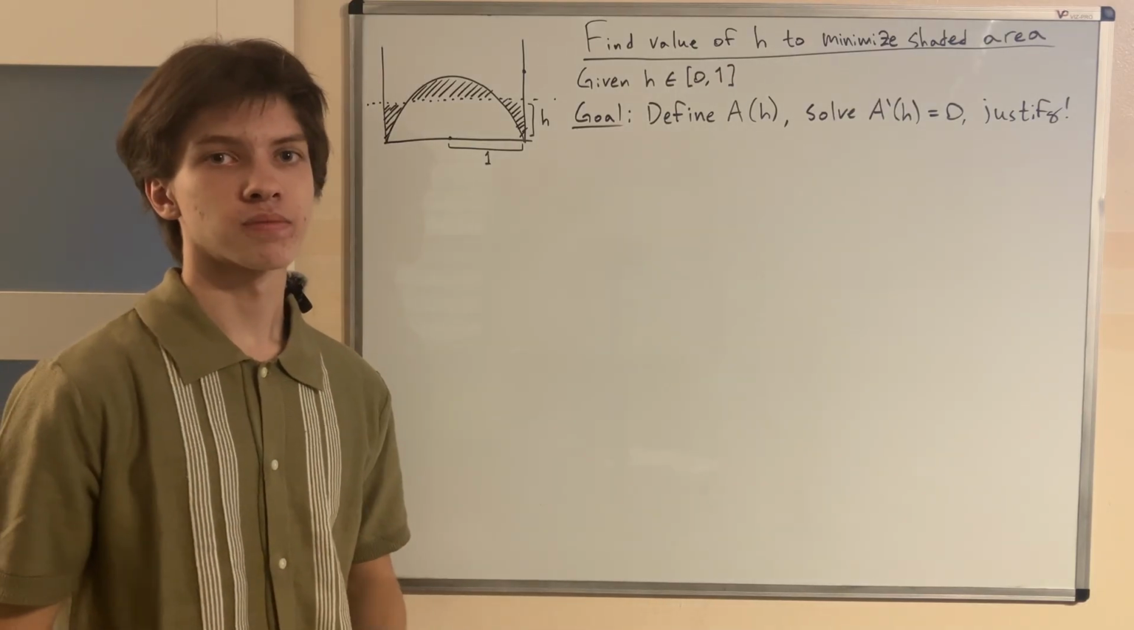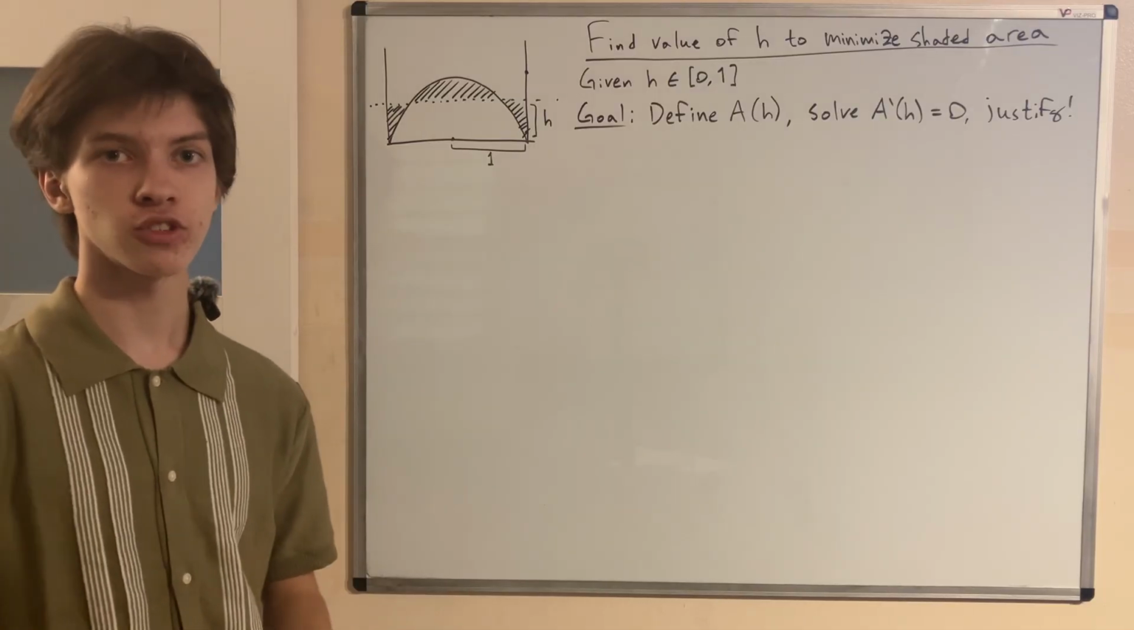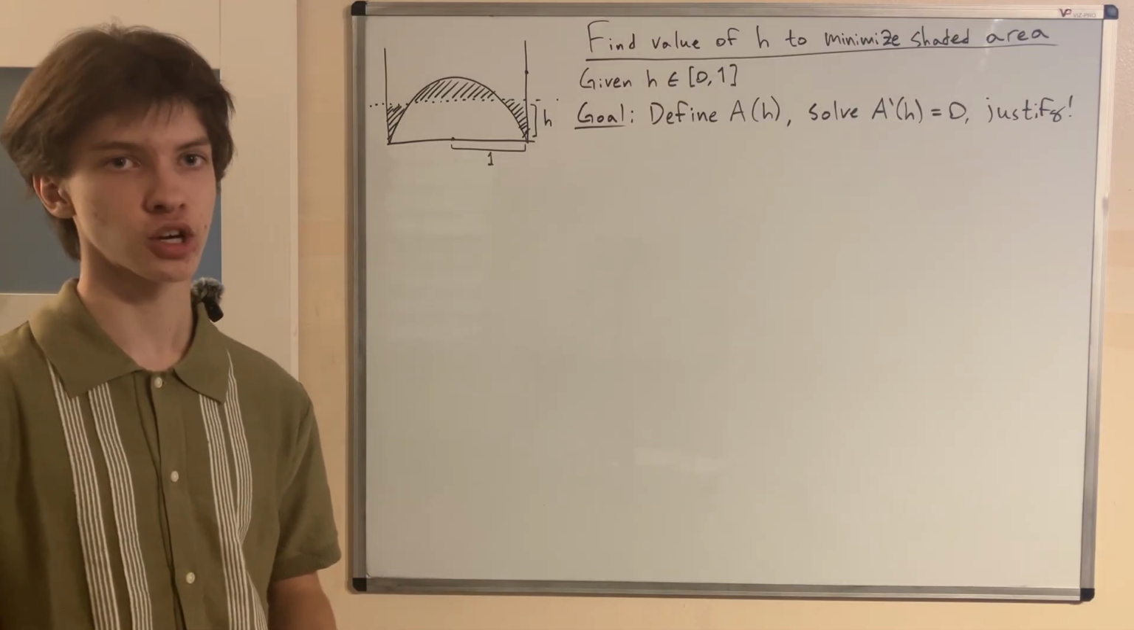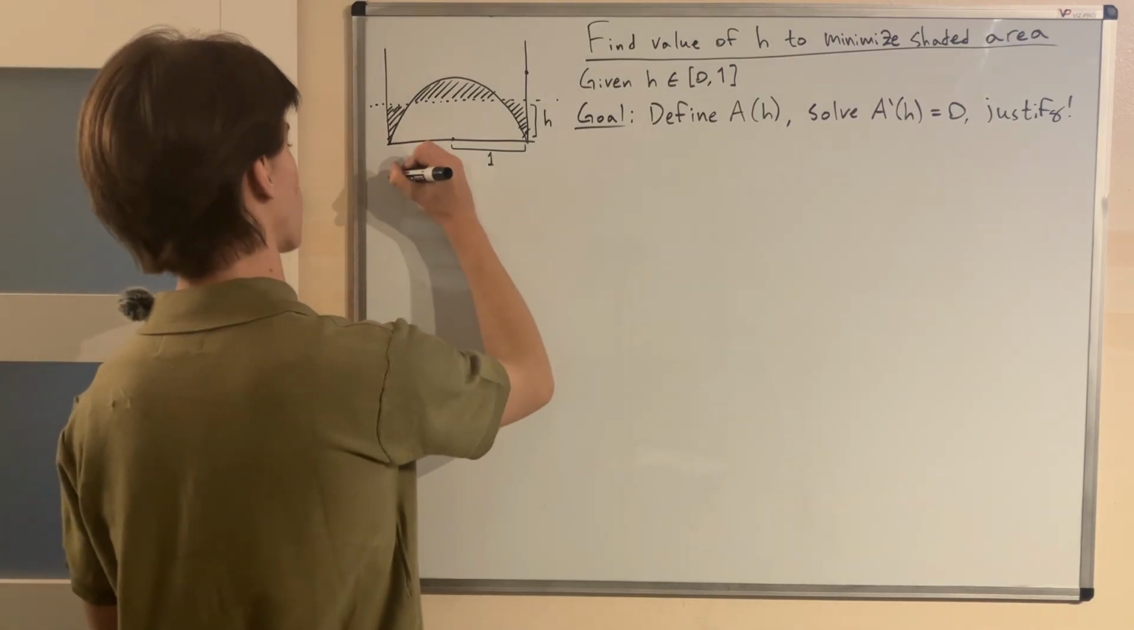How do we define it? I think the best way to find this shaded area is to use integration. And to use integration, we have to first define our curve. We can either do that explicitly or through parameters. So let's take a look at our options real quick here.